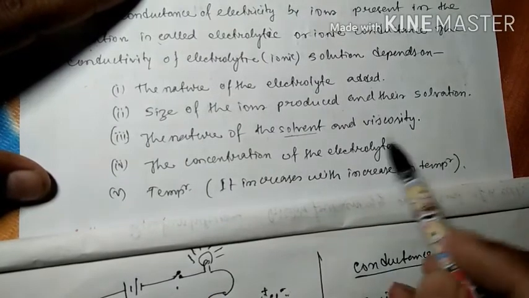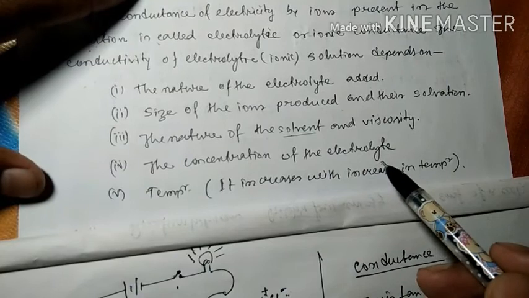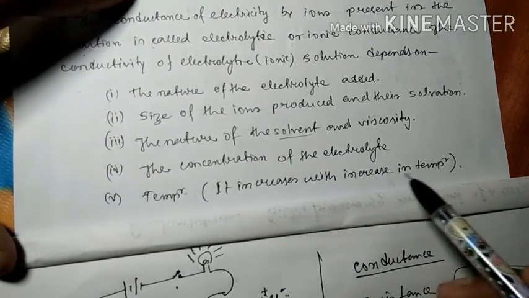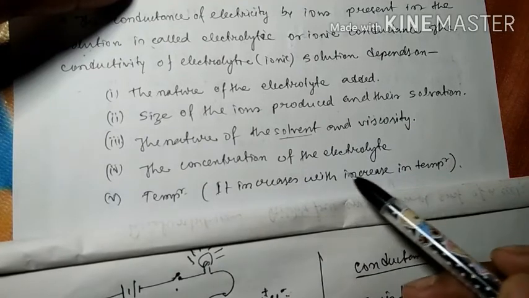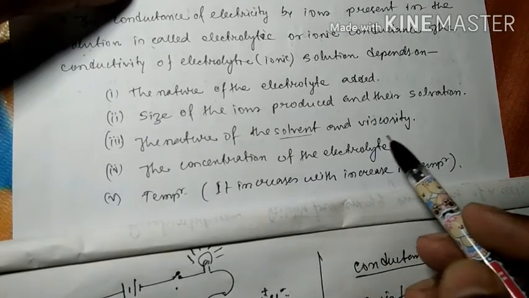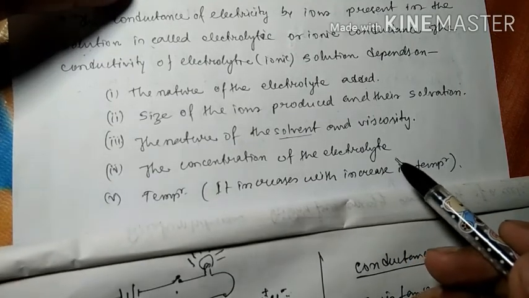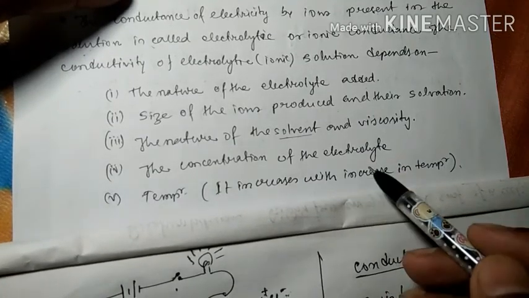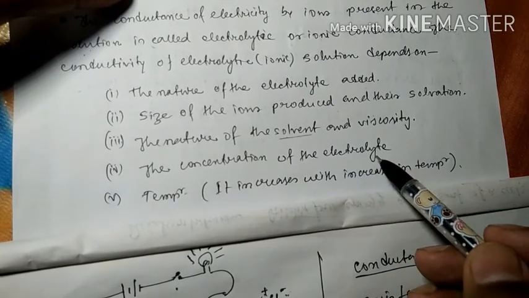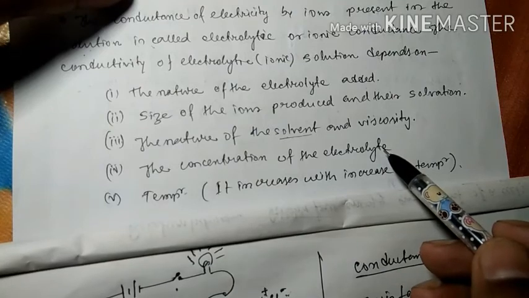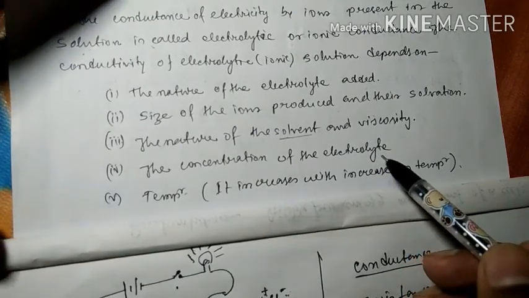See, concentration means how many ions or how much electrolyte is present in the required amount of solvent. If it is more, then conductance will be more. If it is less, then conductance will be less. Because at low concentrations, the number of ions will be low. That means conductance should be low. At higher concentrations, the number of ions is high, which results in an increase in conductivity.